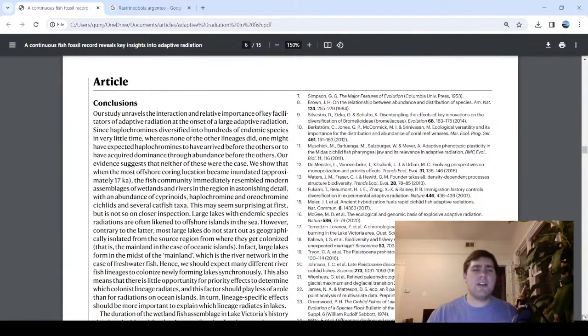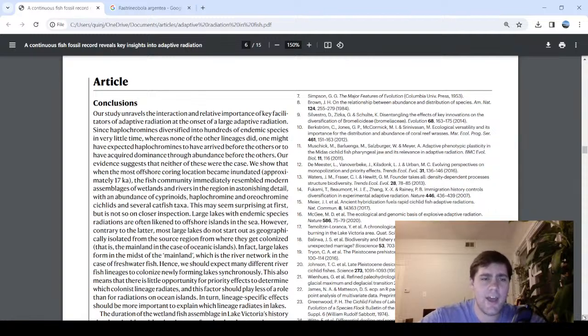Our study unravels the interaction and relative importance of key facilitators of adaptive radiation at the onset of large adaptive radiation. Since haplochromines diversified into hundreds of endemic species in very little time, whereas none of the other lineages did, one might have expected haplochromines to have arrived before others or to have acquired dominance through abundance before others. Our evidence suggests that neither of these were the case.